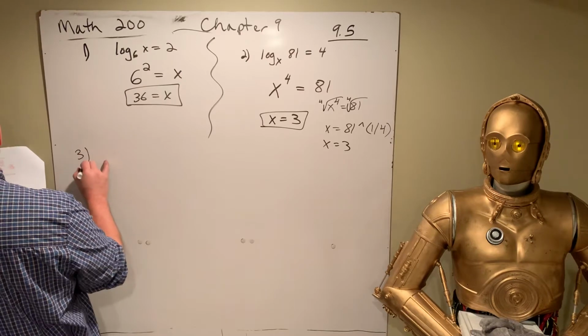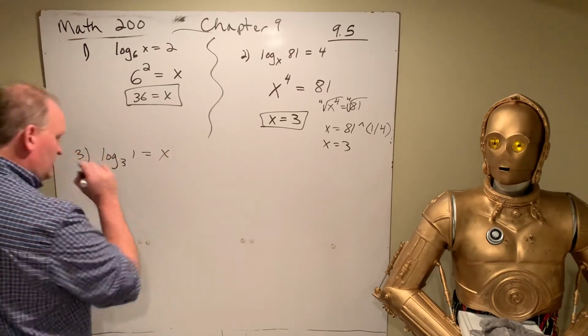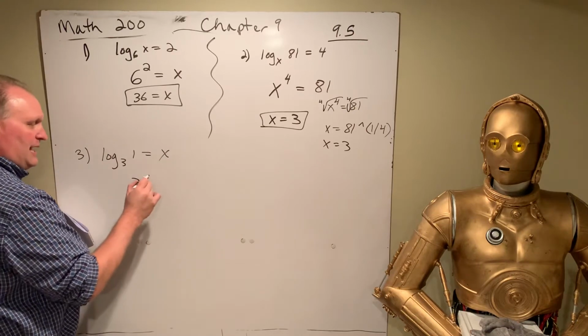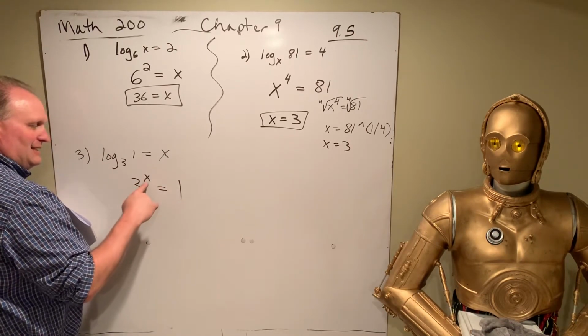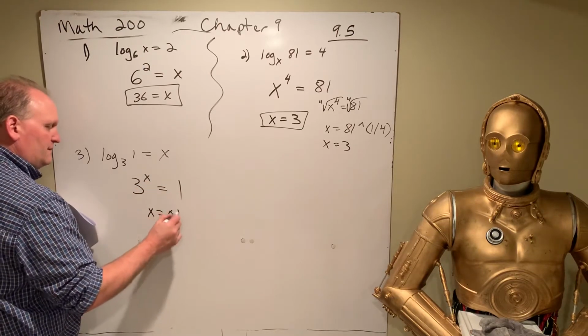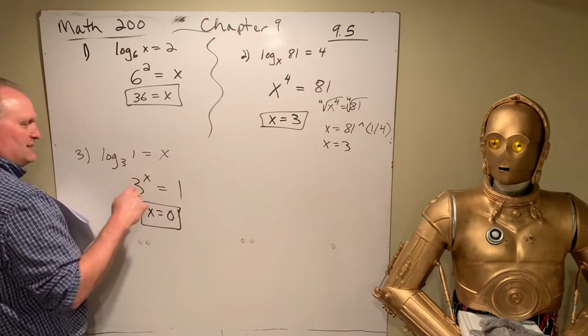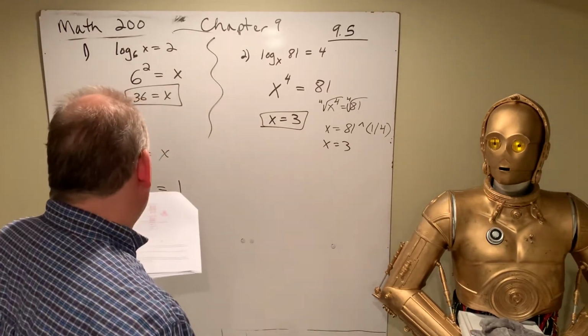Number 3 is log base 3 of 1 is equal to x. So think about that. That's 3 to the x power is equal to 1. Well, anything to the 0 power is 1. So that's got to be x equals 0, no matter what that base is. That could have been base 38, and it would have still been x equals 0.